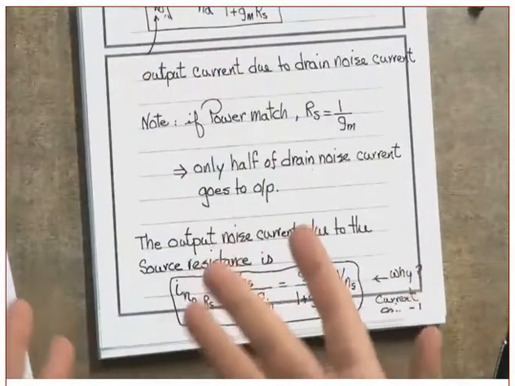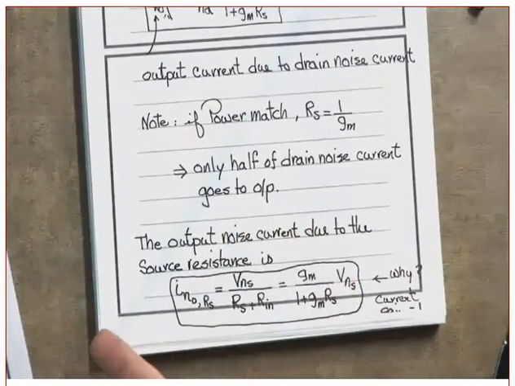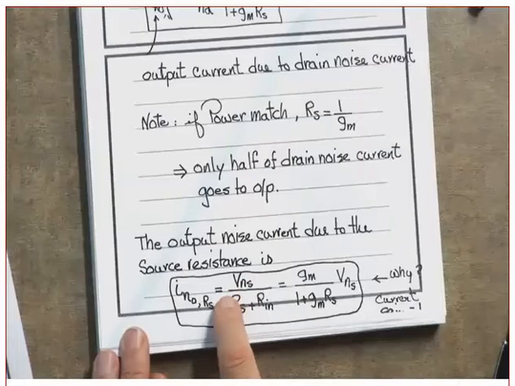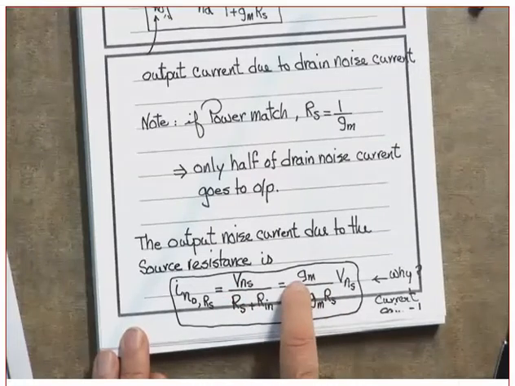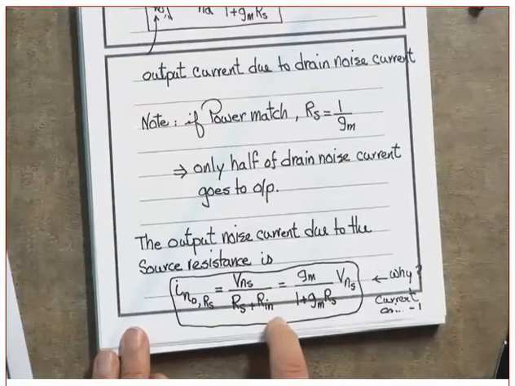This is a common gate. The current gain is equal to 1. So the output current is the same as the what? As the input current. And then I replaced what? I replaced the RS plus RN. I wrote it like what? VNS times what? GM over what? 1 plus GM times RS. Because I substituted for what? RN. What is the RN equal to? 1 over what? GM. Yes?